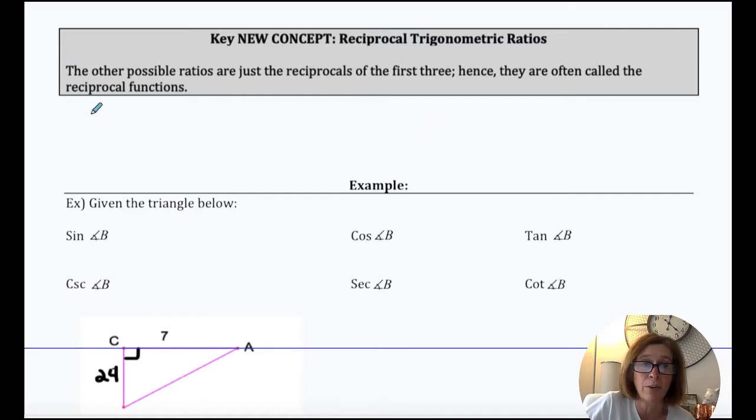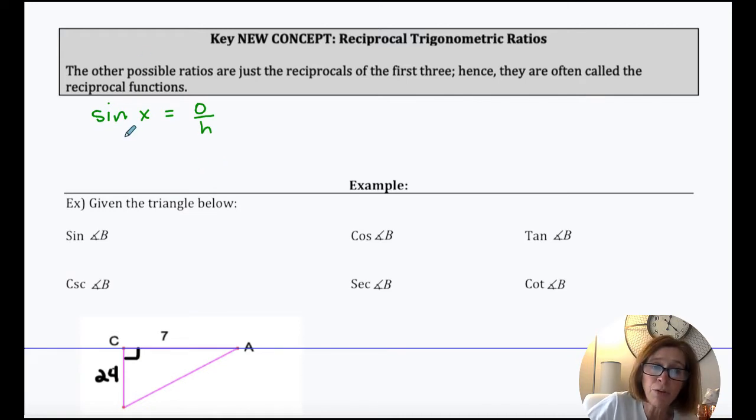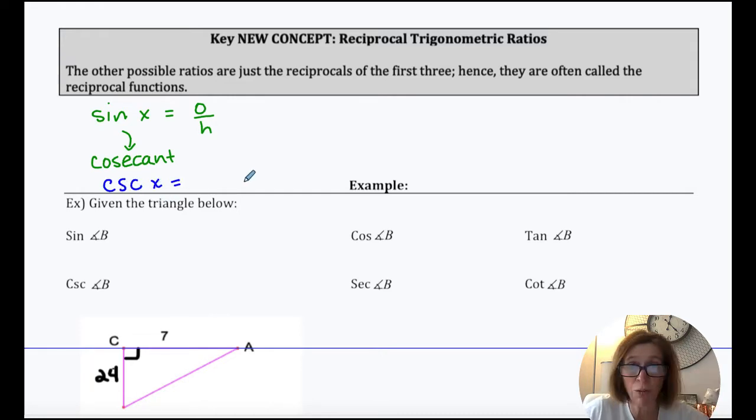So for example, sine of an angle, so I'll say sine of x, is equal to the opposite over the hypotenuse. Sine's reciprocal function is called cosecant. Simplified, we write it CSC. Okay? So cosecant, if it's a reciprocal function, means to flip. So it would be the hypotenuse over the opposite.